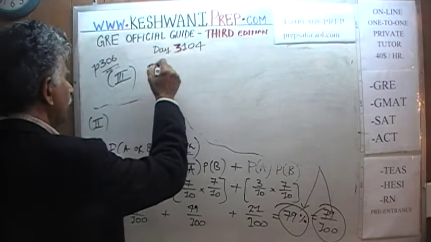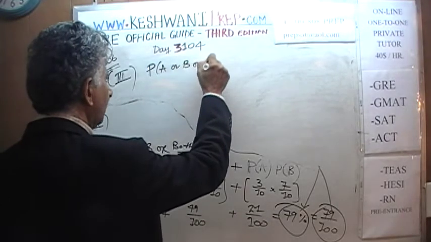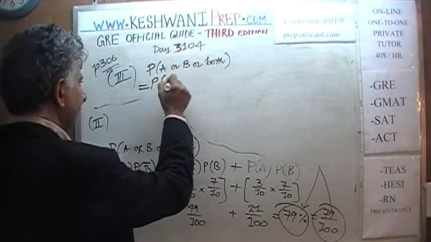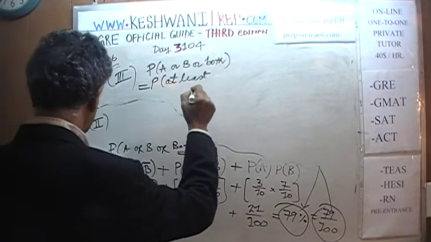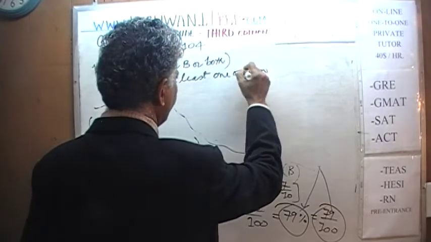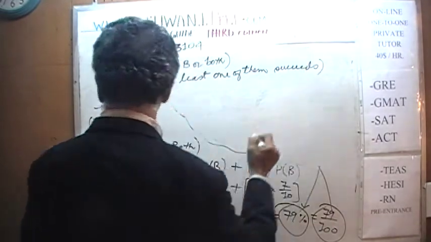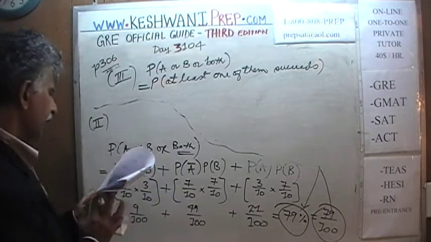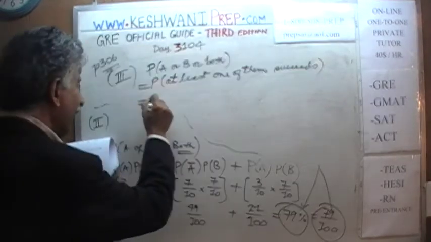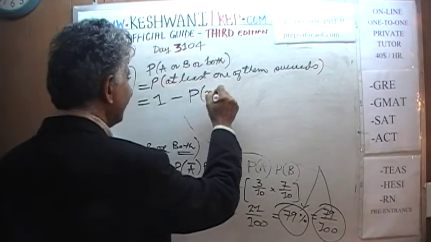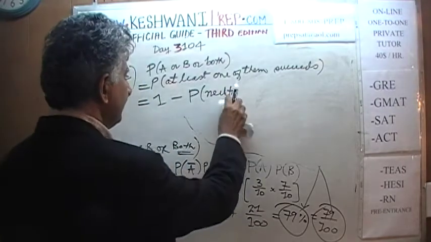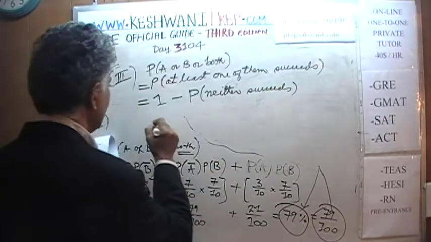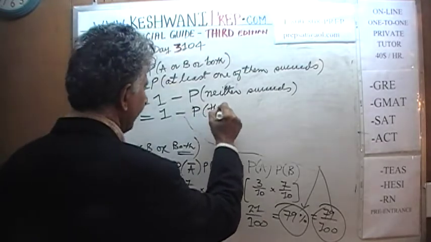So here was the question. The question was, what are the odds that either A or B or they both succeed? Which is the same as saying, what are the odds that at least one of them succeeds? Which has to be the same as 1 minus the odds that neither succeeds. Or if you like, the same as 1 minus the odds that they both fail.